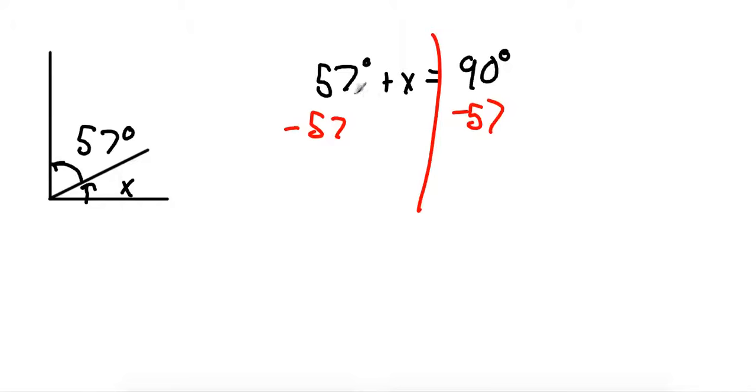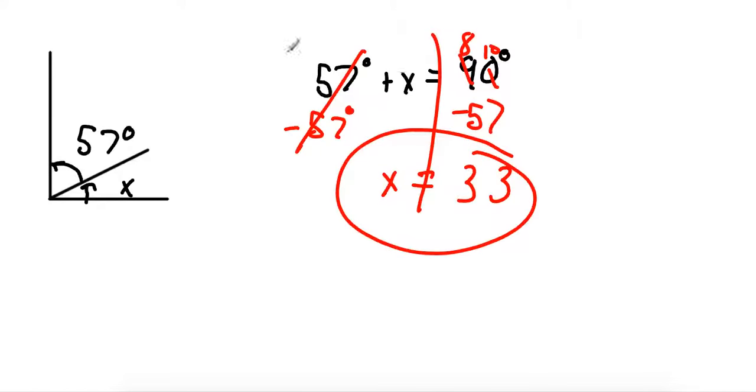I'll have to do a little bit of borrowing here. I know that this cancels though, so that'll make my life a little easier. Now 90 degrees minus 57 degrees, I'll have to do a little borrowing. 10 minus 7 is 3. 8 minus 5 is 3. So I have that x is equal to 33 degrees.